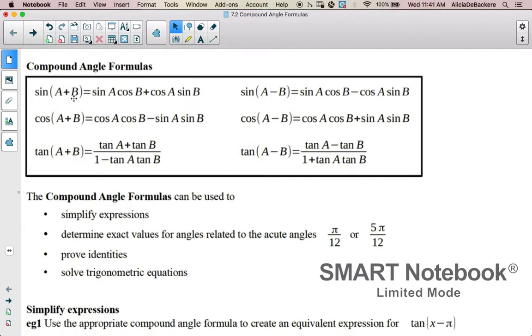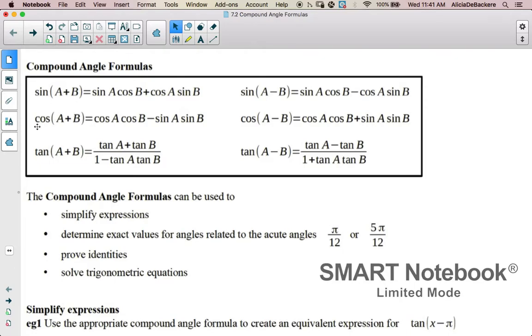So when I look at the two sine formulas, I notice that they're really similar. For sine of a plus b, there's a plus in between, and for sine of a minus b, there's a minus in between. Those are the only differences. For the sine of two angles, I take the sine of the first angle times cos of the second, and then cos of the first angle times sine of the second.